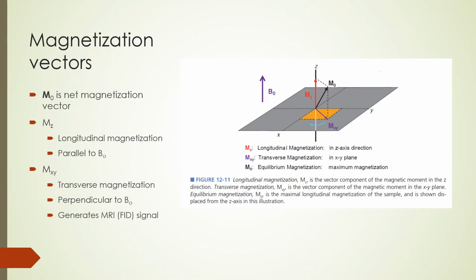This figure shows the bulk magnetization vector M0 on a macroscopic scale. The bulk magnetization vector M0 is in equilibrium in the static B0 field. It has two components, a longitudinal component Mz and a transverse component Mxy. The longitudinal magnetization is parallel to B0 and the transverse magnetization is perpendicular to B0.